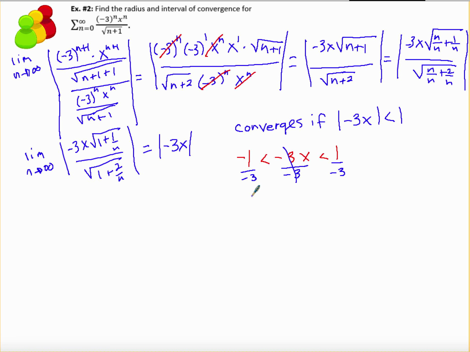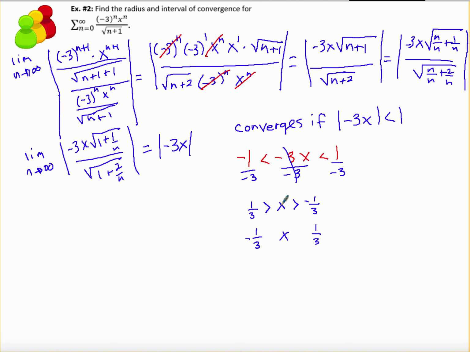So I'm going to get negative 1 divided by negative 3. That's going to be a positive 1/3 and a flipped inequality. And positive 1 divided by negative 3 is a negative 1/3 and also a flipped inequality. Now, usually I like to have my smaller number written on the left-hand side, so I'm going to do that. That means I'm going to put my larger number on the right-hand side with the x in the middle.